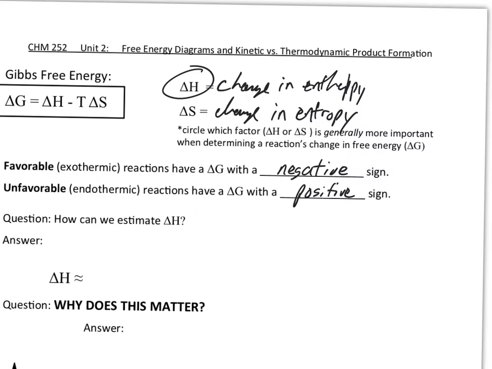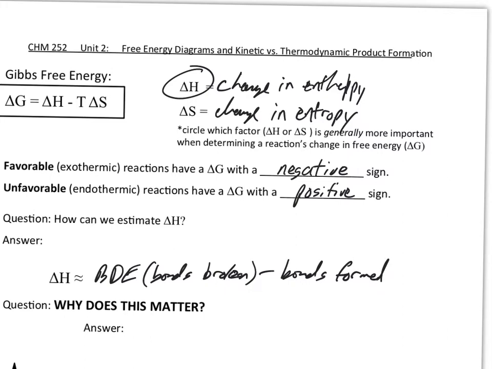How can you estimate delta H? Don't overthink this. It's just all about bond dissociation energies, right? What bonds are formed, what bonds are broken? The way you do it is you take bond dissociation energy, so BDE. Really it's just bonds broken, and you can look those numbers up, minus bonds formed. And if the bonds that you formed are more stable, or higher in energy, then it's an exothermic process. So that's all we're looking for there.